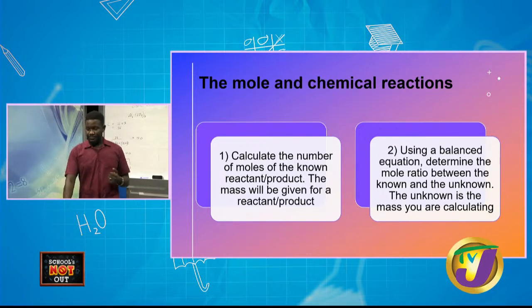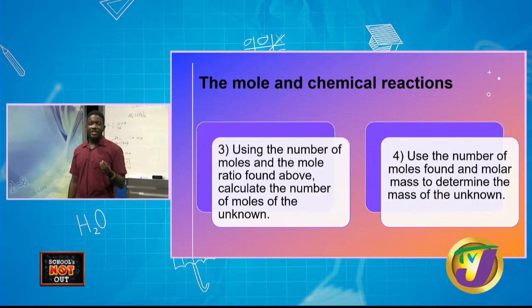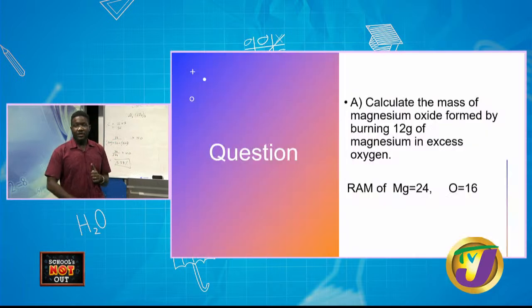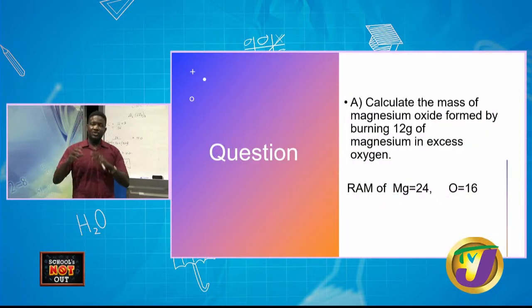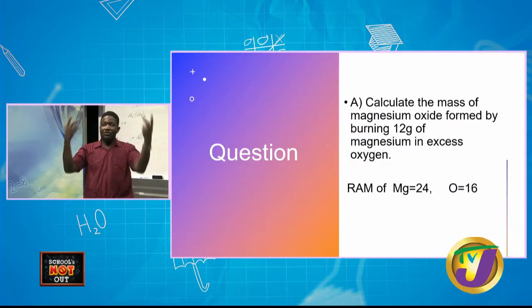Please remember that. The known is what is given to you in the question, and the unknown is what you want, all right? So once you find the mole ratio now, you will then determine the number of moles of the unknown, all right? That's the part, it's really simple. You will determine the number of moles of the unknown, and then finally, you will use the number of moles you found and the molar mass to determine the mass of the unknown, all right? So we're going to look at that question, because I know sometimes when we get rules, it can go over our heads.